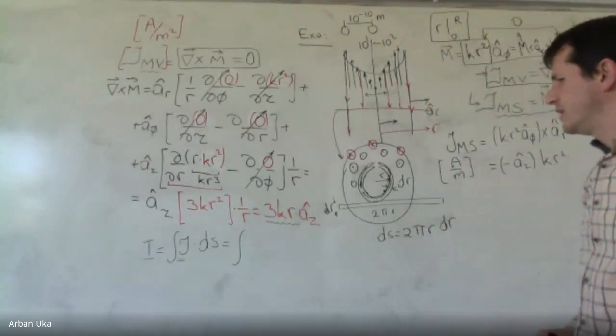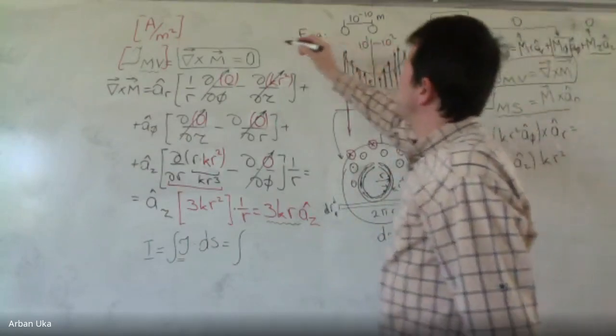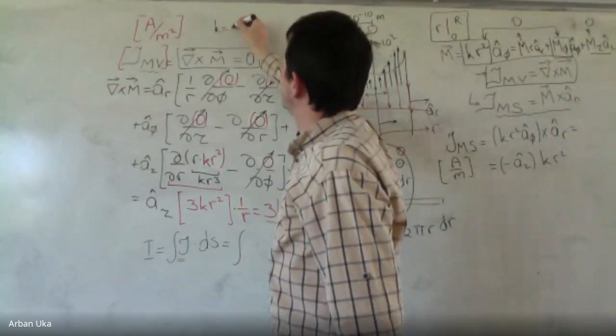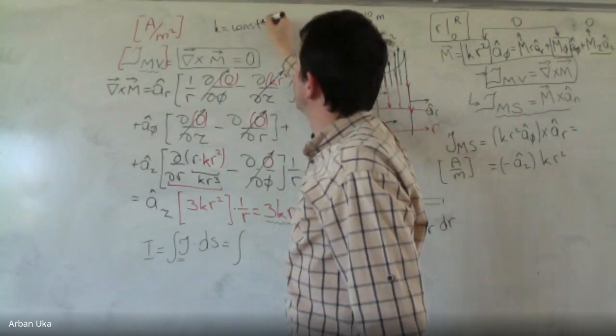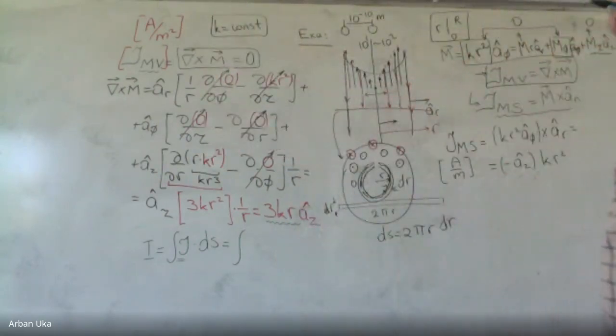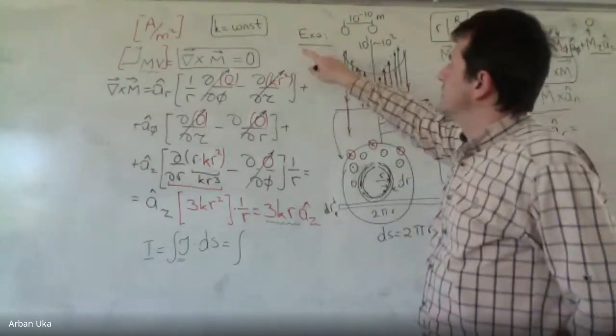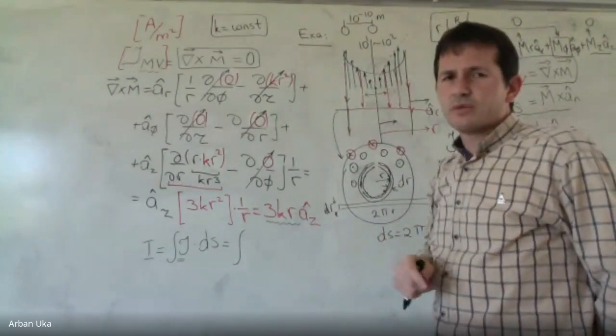J is 3kr, where k is a constant. Let me denote here that k is a constant. I want you to think for 5 minutes: what is the unit of k? I want to hear your answers in approximately 5 minutes.